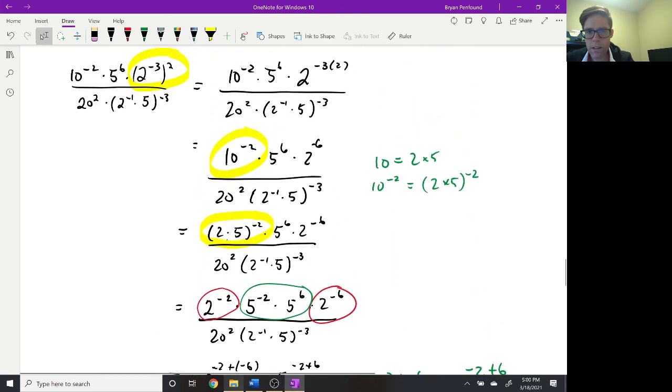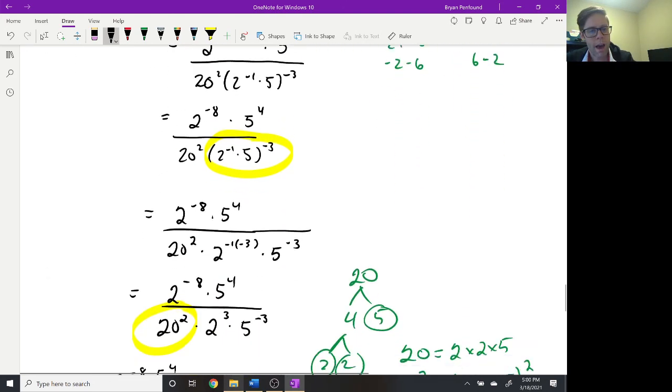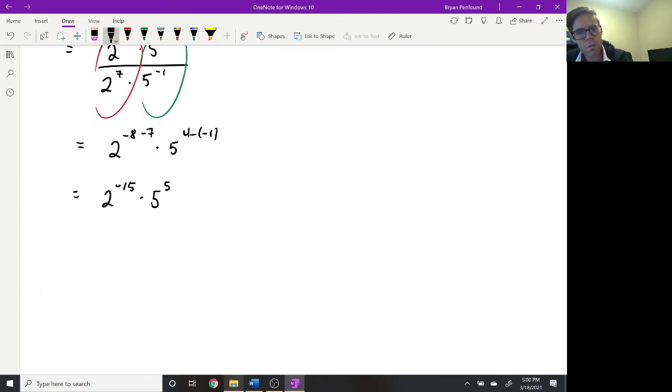We're going to scroll back to the statement of the question. We wanted to find P and Q. P was the power of 2, and Q was the power of 5. So scrolling back down, we know that P is equal to negative 15, and Q is equal to 5.